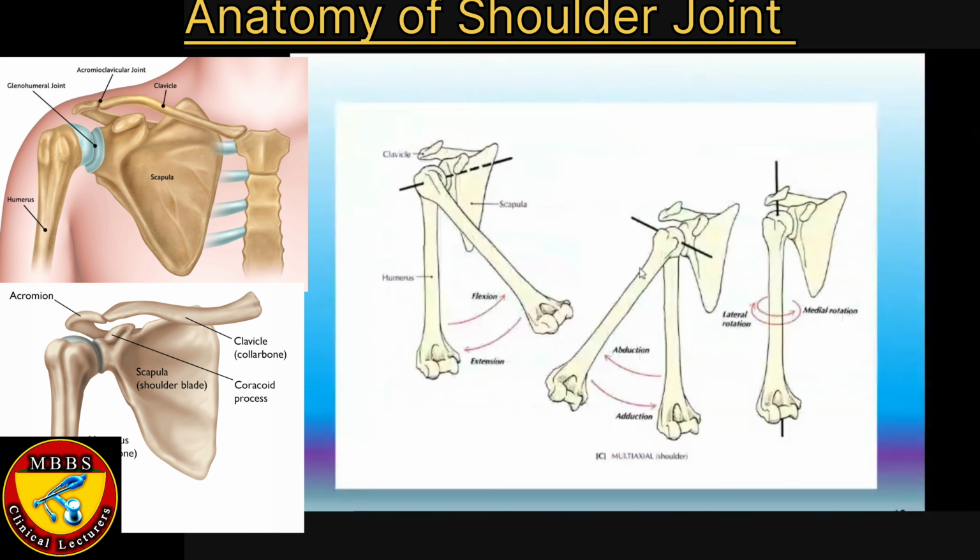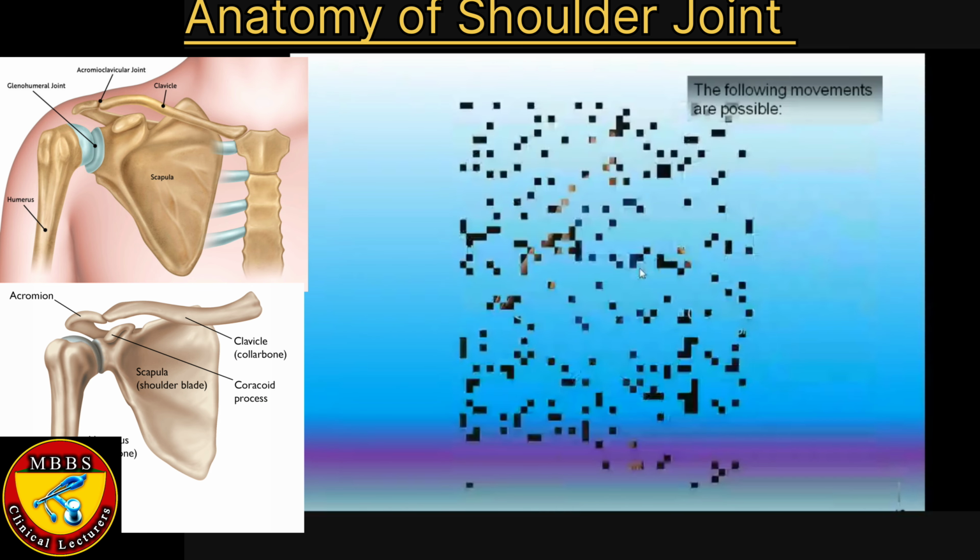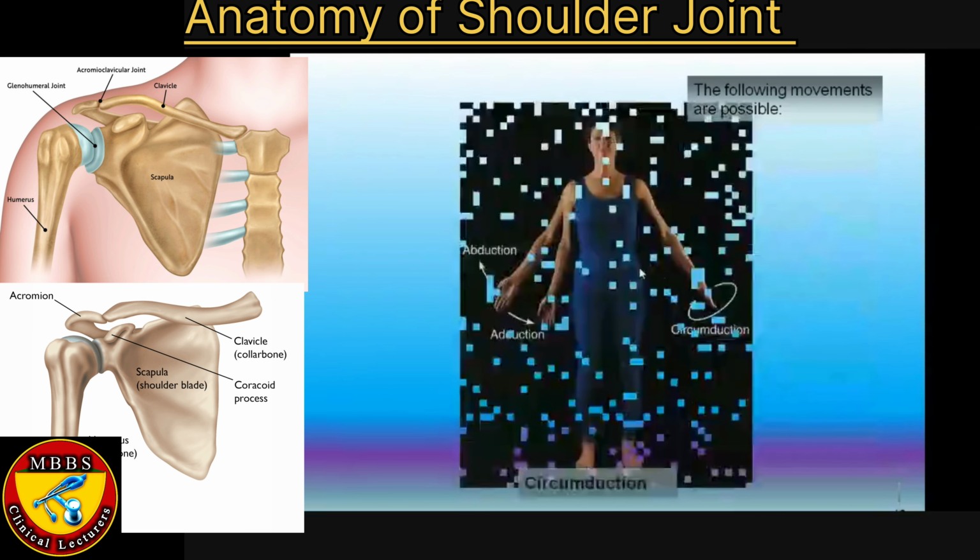Coming to the different movements which are possible at the shoulder joint, we know that this is a synovial joint and belongs to the ball and socket variety, so there is a wide range of motion possible at this joint. There can be flexion, extension, abduction, adduction, lateral rotation, medial rotation, and there can also be circumduction.